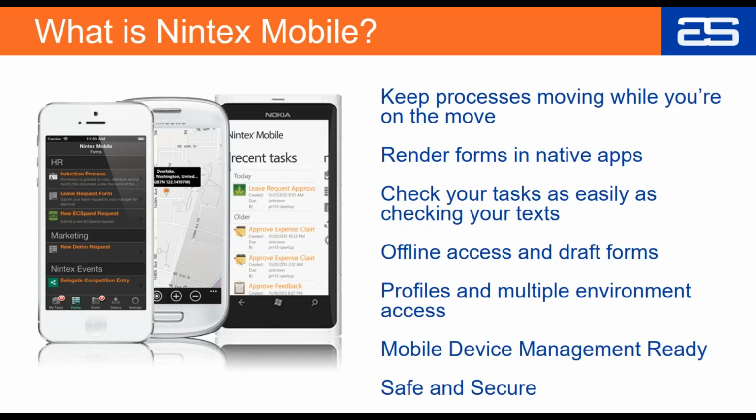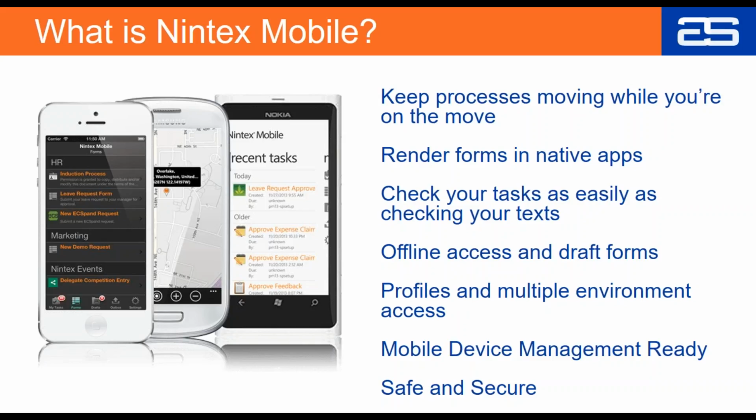And you don't need to be connected to a network to access and interact with your forms through the Nintex Mobile app. When offline, cached versions of your forms are available via the Nintex Mobile app. So you can even fill out and submit the form, which is stored in the outbox, and then sent through as soon as you connect back up to the network. You can also save draft versions of your forms that you can submit whenever you're ready.